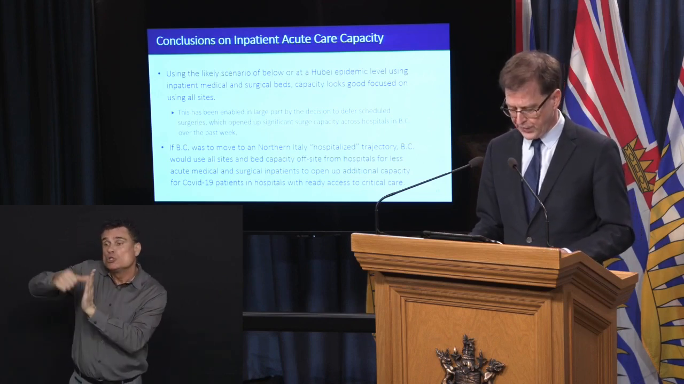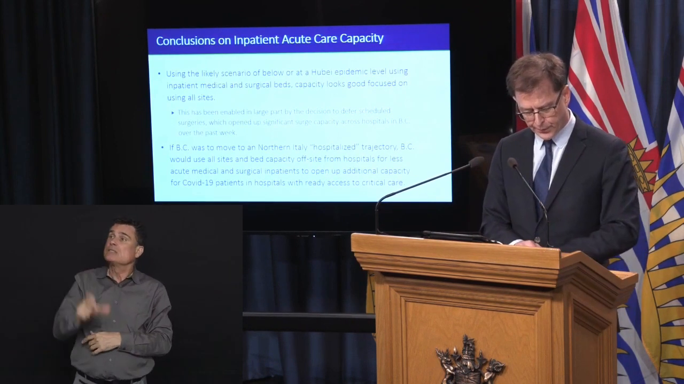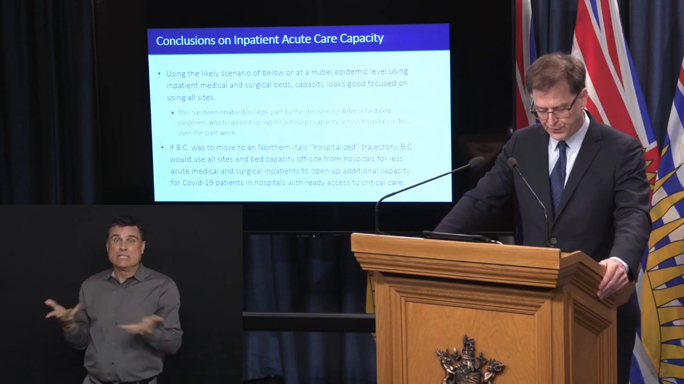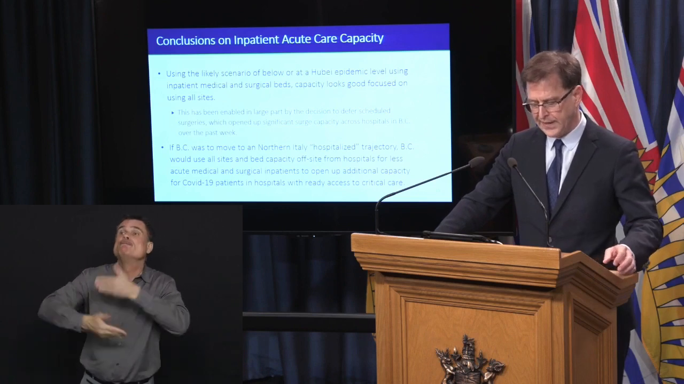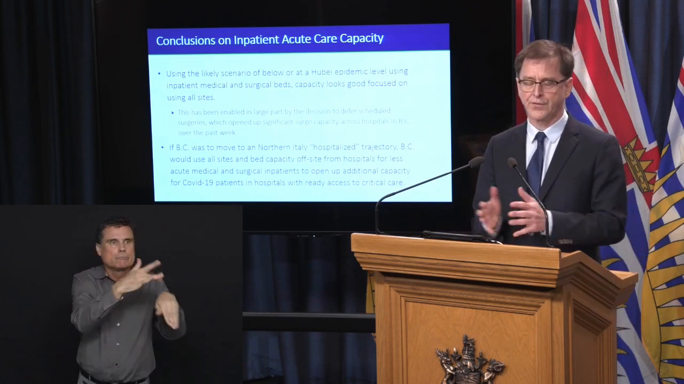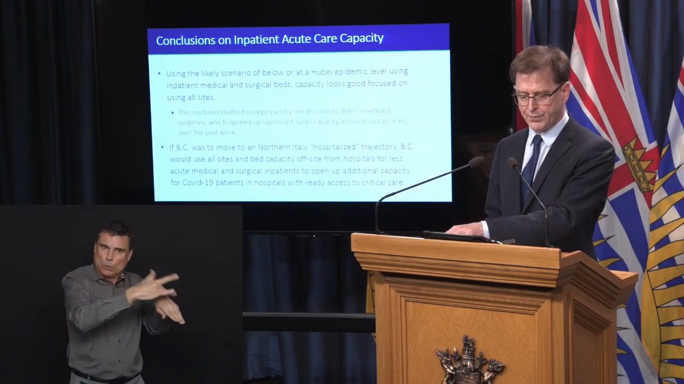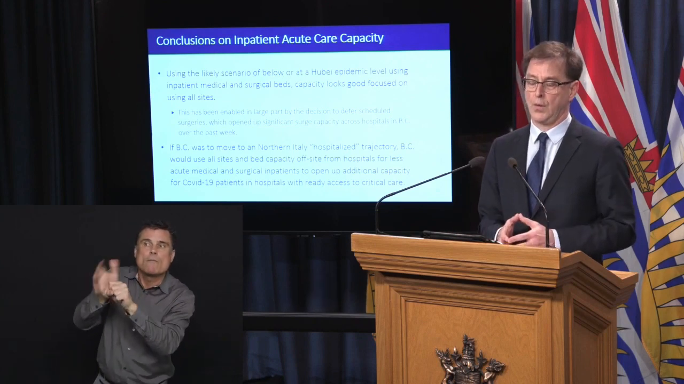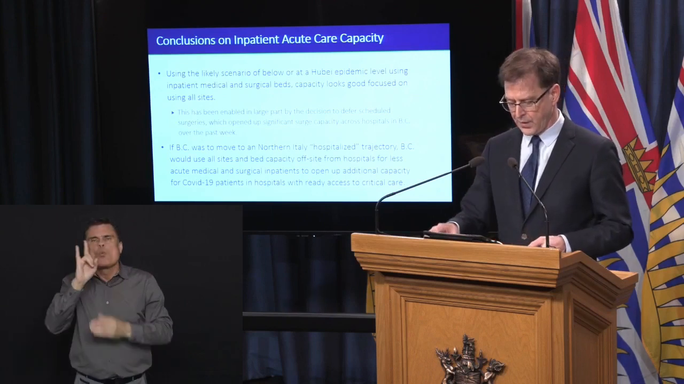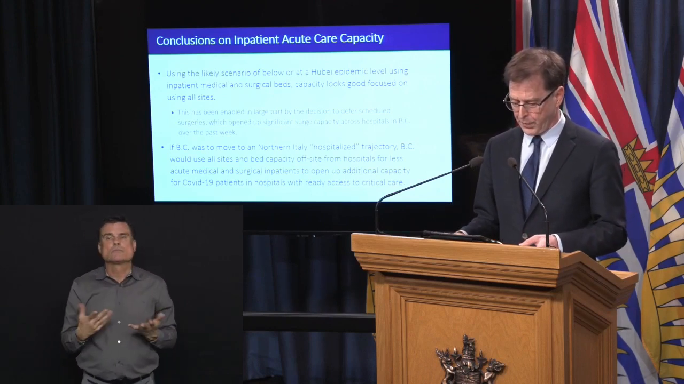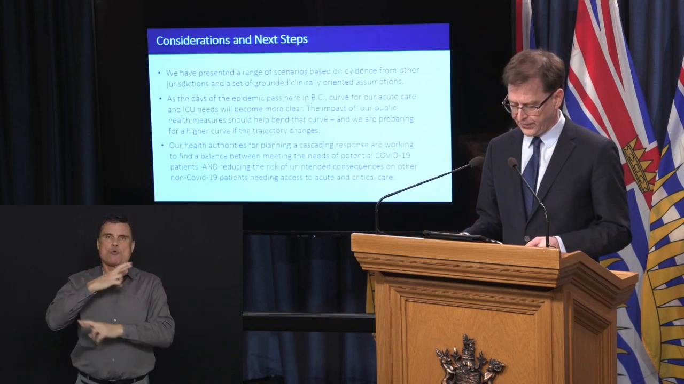If BC was to move to a Northern Italy hospitalized trajectory, BC would use all sites and bed capacity off-site from hospitals for less acute and surgical inpatients to open up additional capacity for COVID-19 patients in hospitals with ready access to critical care. You're going to see those preparations start to happen starting next week with Vancouver Coastal Health, and we'll have more information on that. In other words, while we are absolutely determined to have the best results, we are preparing for the worst possible scenarios.